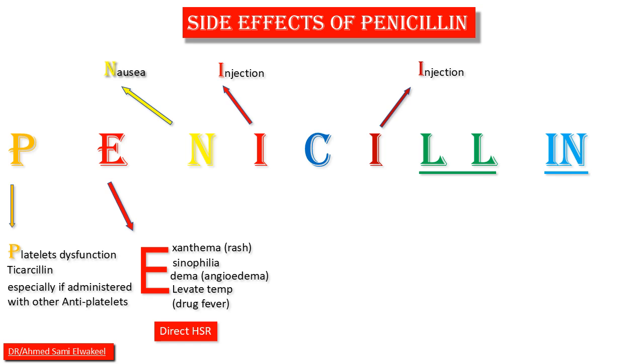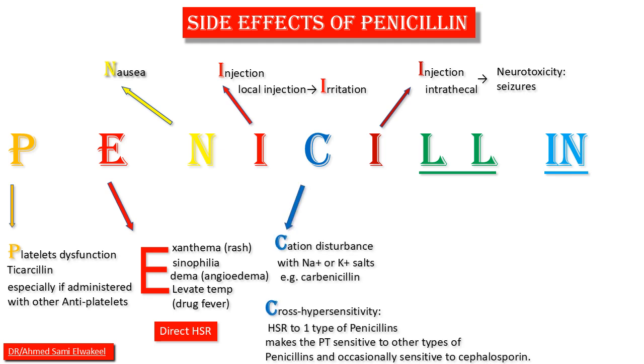If the penicillin is injected locally, it leads to irritation, and if injected intrathecally, it leads to neurotoxicity and seizures. C4 cation disturbance, with sodium or potassium salt, which is common with carbenicillin. And C4 cross hypersensitivity. A hypersensitivity reaction to one type of penicillin makes the patient sensitive to the other types of penicillin and occasionally sensitive to cephalosporin.